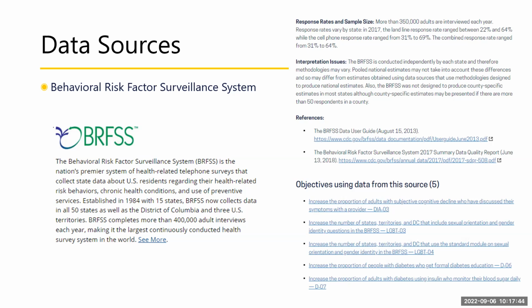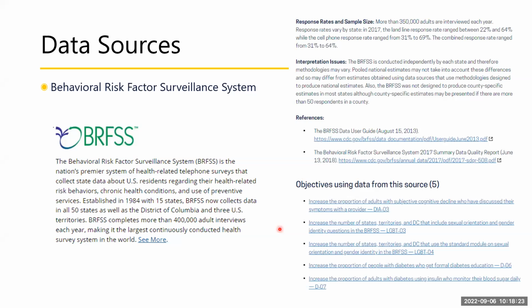So there's a lot of data. And here's the Healthy People objectives that correlate with this data, which is pretty cool. So, increase the number of states, territories, and DC that use the standard module on sexual orientation and gender identity in the BRFSS. So it collects a ton of data, and it's a really good one for looking at things. And if you're a statistician, or you've got a statistician friend, or you want to practice with a data set, this is an amazing data set to go in and try to play with the data. But you can also use this data and publish on it.